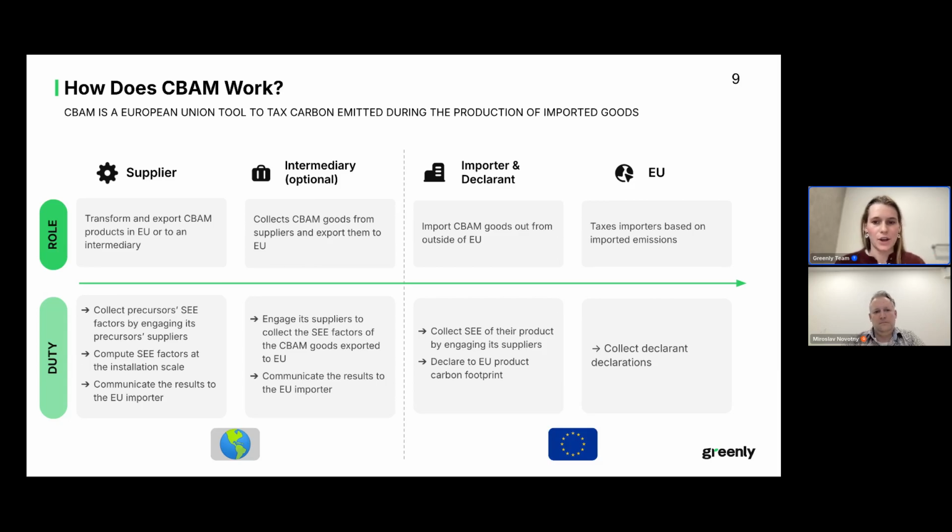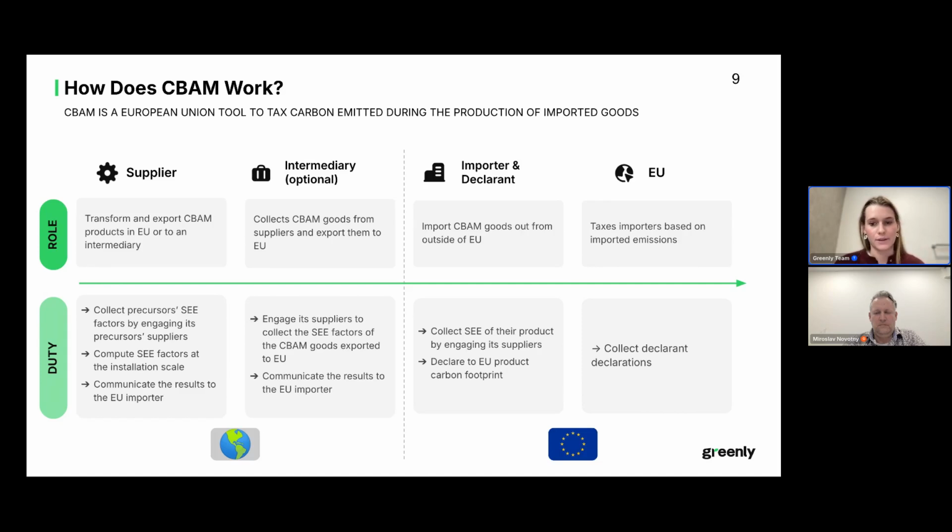So in some cases, an intermediary sits between the supplier and the EU importer. This could be a trader, a wholesaler, or a logistics provider that aggregates and exports CBAM goods into the European Union. Their key duties under CBAM include engaging suppliers to collect accurate carbon emissions data, because we've seen that estimation will no longer be accepted, and ensuring emissions data flows smoothly through the supply chain down to the EU importer.